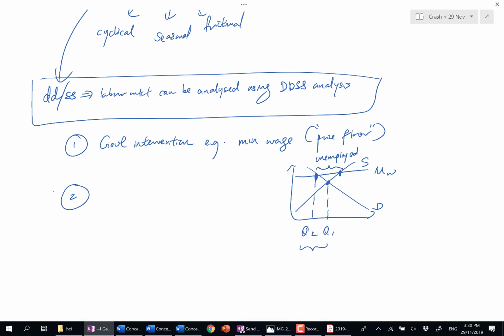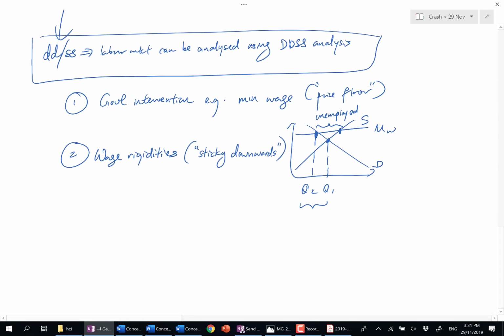the second one is not something that triggers unemployment on its own, but it worsens unemployment. Just for information, wage rigidities. I don't think they will test you on this, but FYI. When I say wage rigidities, wages are sticky downwards. This is the term they use to explain the wage model. What it means is that it's easy for wages to rise. They are not sticky upwards. But if you try to bring down wages, it's very hard.